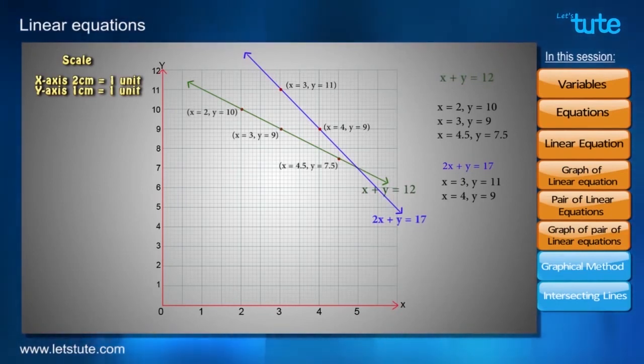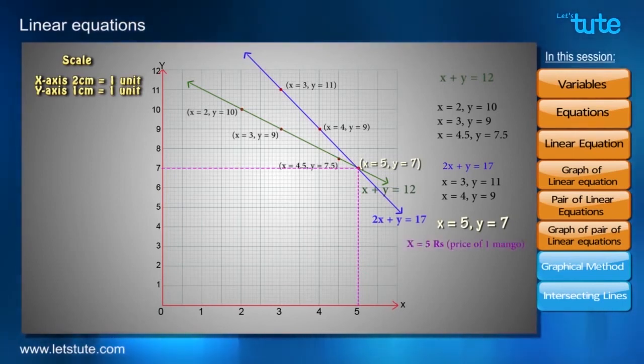These 2 lines are intersecting at point (5, 7), and we take the point of intersection as the solution. So therefore x equals 5, that is the price of 1 mango is 5 rupees, and y equals 7, that is the price of 1 apple is 7 rupees. This method of solving linear equations is called the graphical method.